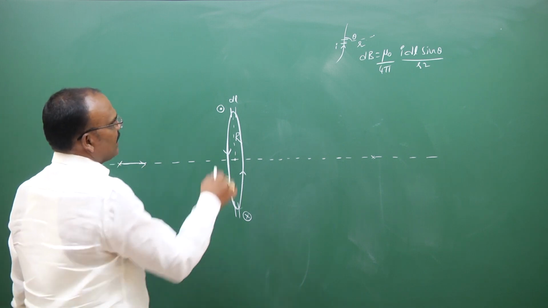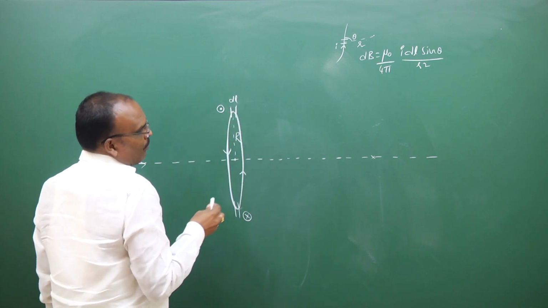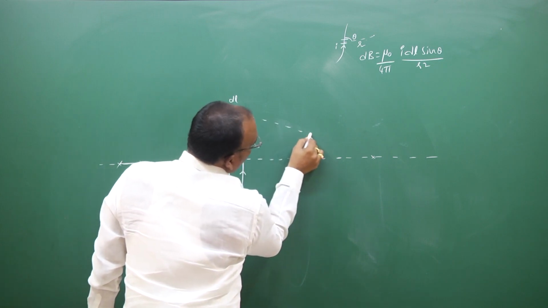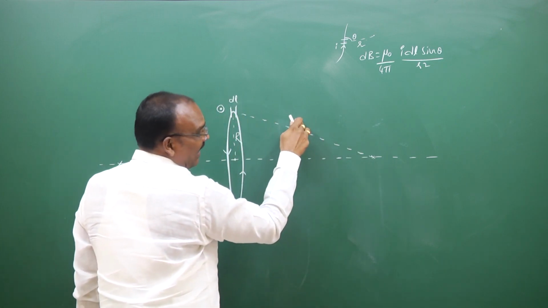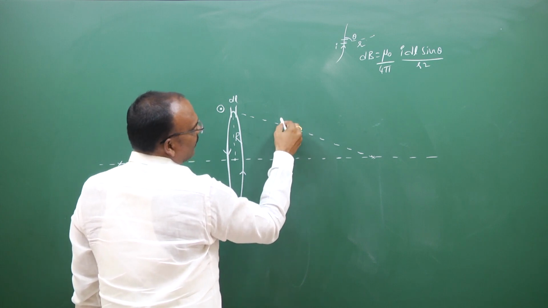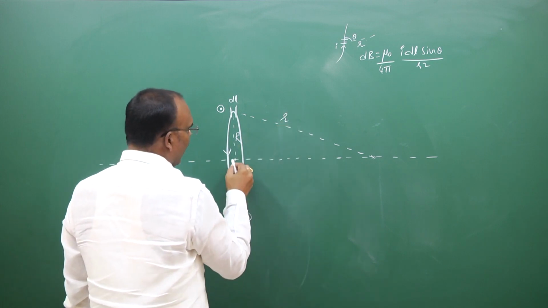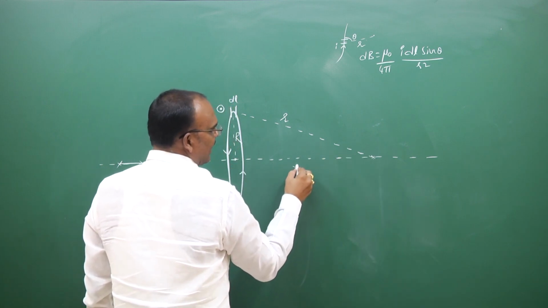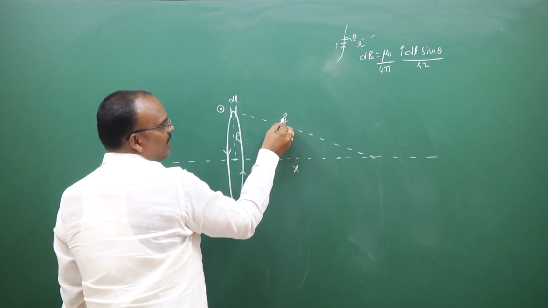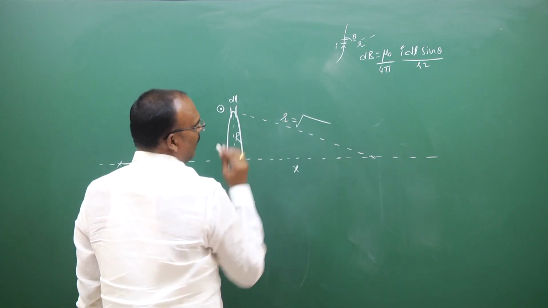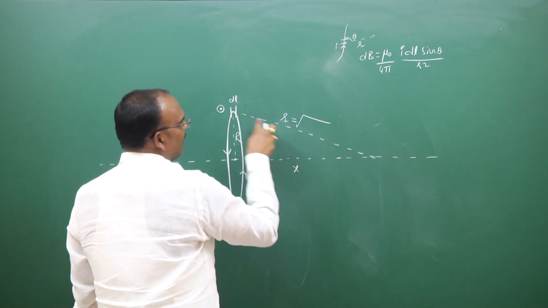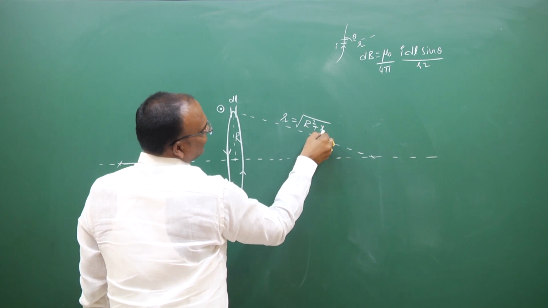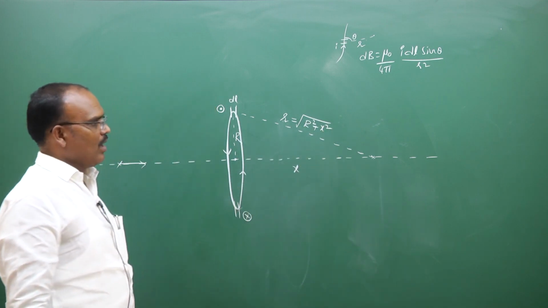Now see, this is an elemental portion. We need to join this point with this elemental portion. This is called actually R. This portion from center to this point is at a distance x. The value of this R can be written as root over, why? Because it forms a right angled triangle, Pythagorean theorem. Capital R square plus x square is the distance.